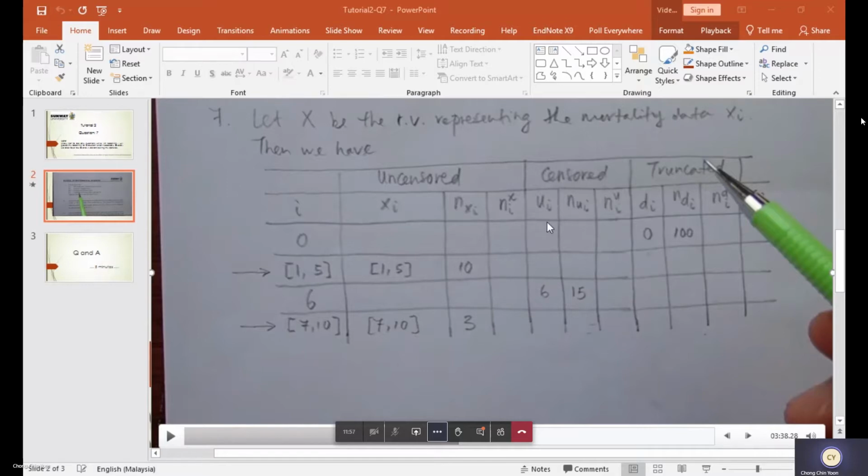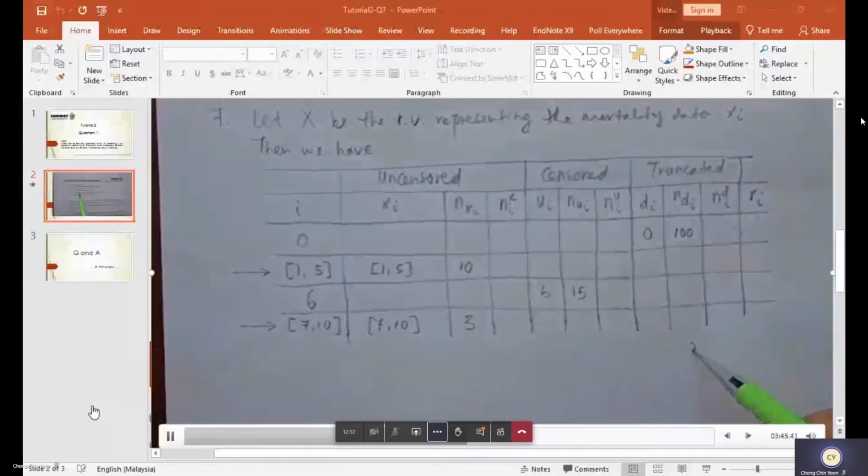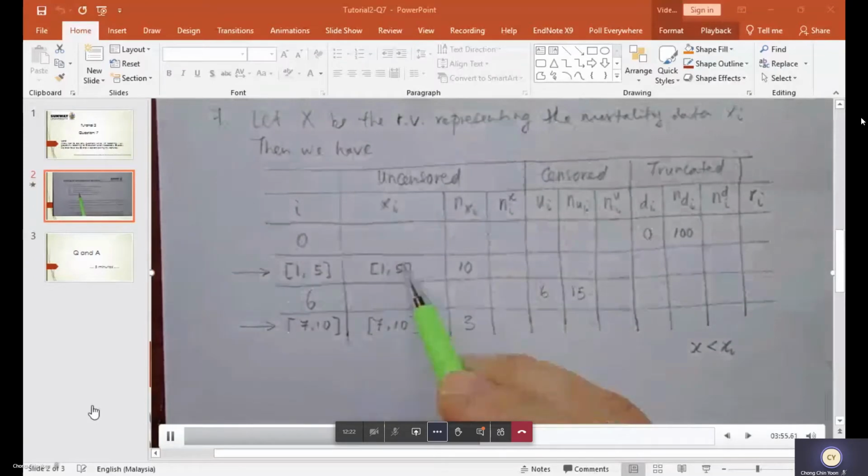Now we try to calculate the conditional frequency for this uncensored, censored, and truncated value. If we choose this X value, how many X values are strictly less than the xi? We have nothing. There's no X value which is less than this group.